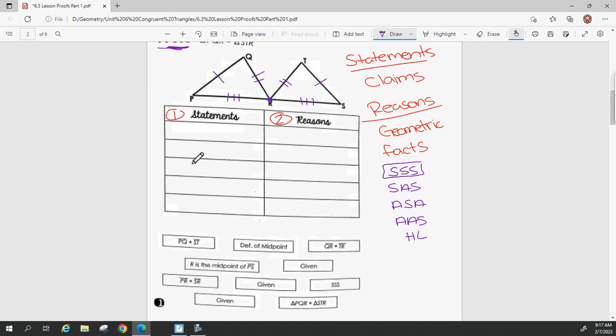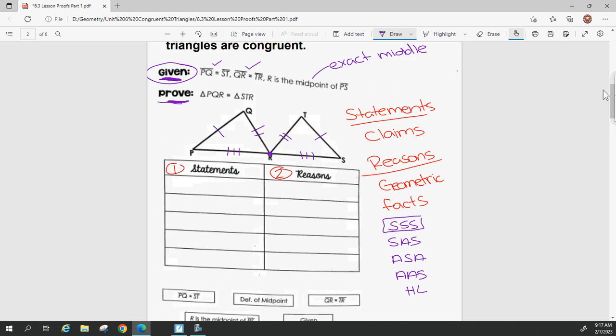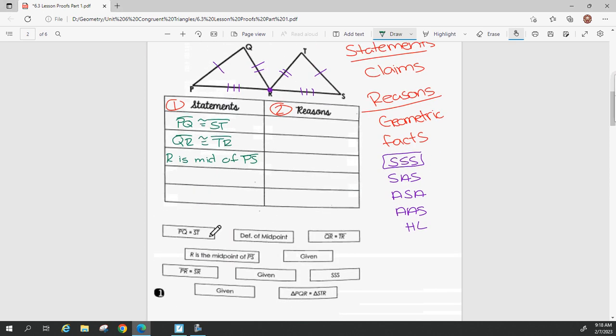And so the first statements I'm going to write are statements that are my given pieces of information. So my first statements in any proof are always going to be the stuff I've been given. So we can copy down everything we're given. PQ is congruent to ST. QR is congruent to TR. And then R is the midpoint, and I'm going to abbreviate here, of PS. And you can see all of those options are down here.